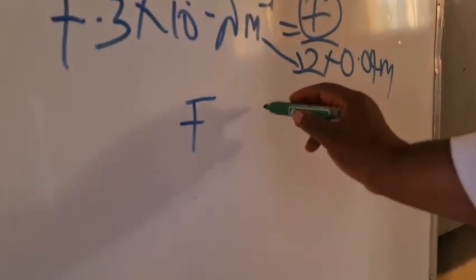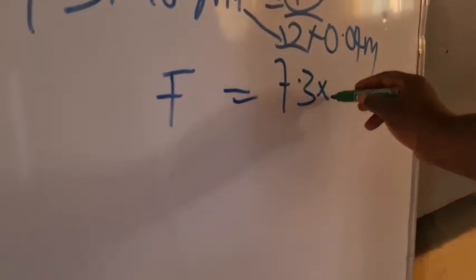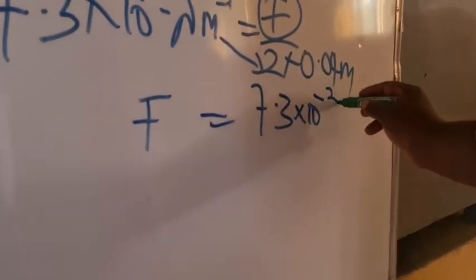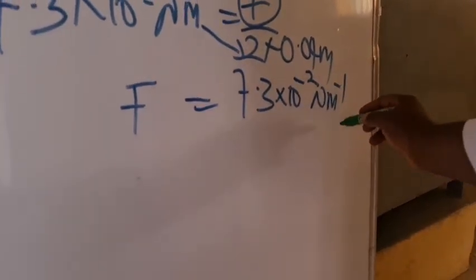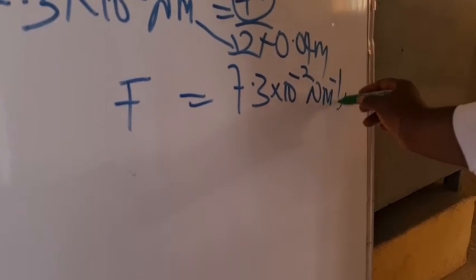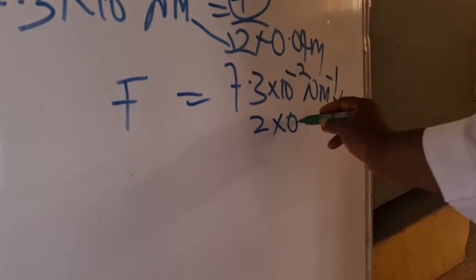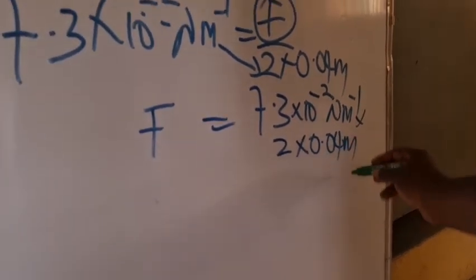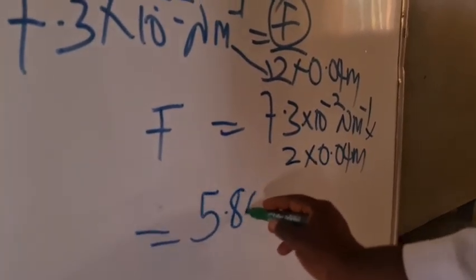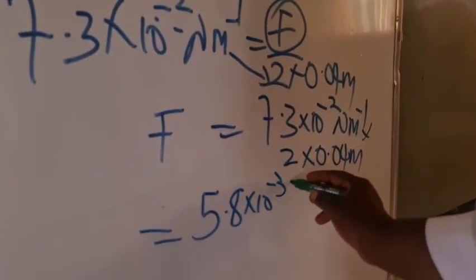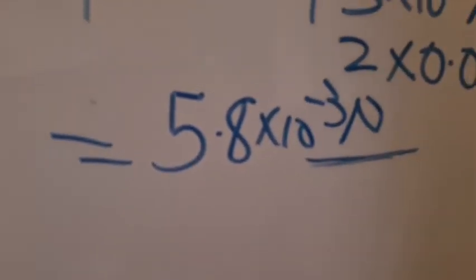Now, making force the subject of the formula, this goes to multiply, so it will be 7.3 times 10 to power minus 2 Newton per meter times 2 times 0.04 meters. If you solve this, it will give you 5.8 times 10 to power minus 3 newtons. That's the force.